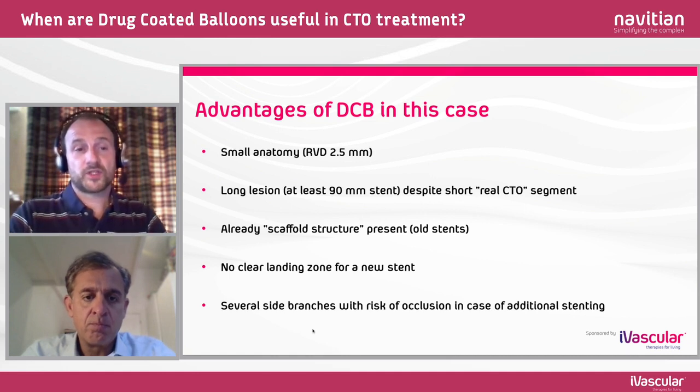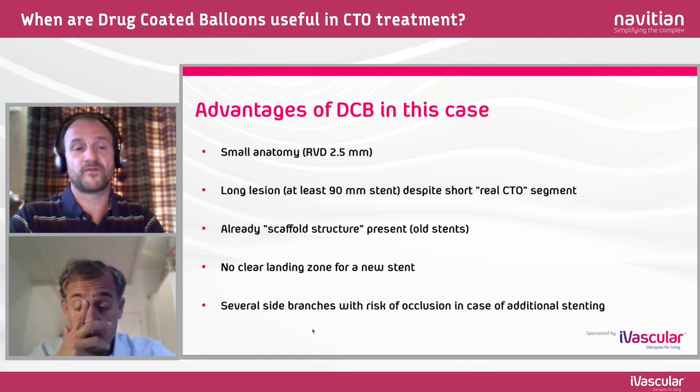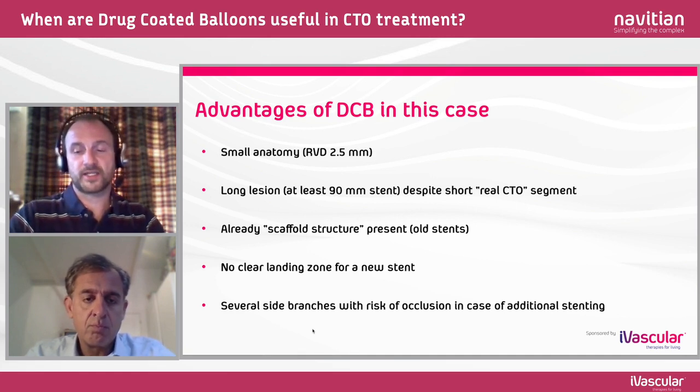Another interesting point was that there was already a scaffolding structure: the old stent was present inside the vessel. Definitely distally, there was no clear landing zone in order to deploy a stent there. We were very close to the crux, with a major risk also of side branch occlusion. This is the last advantage: the presence of a very large number of side branches in the distal parts of the right, with the risk of occlusion of one of these branches in case of additional stenting.